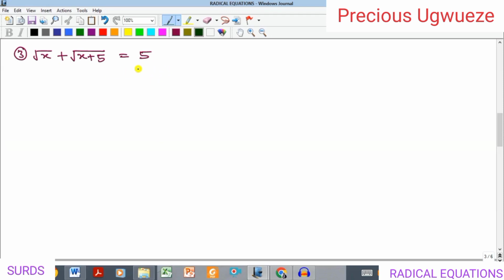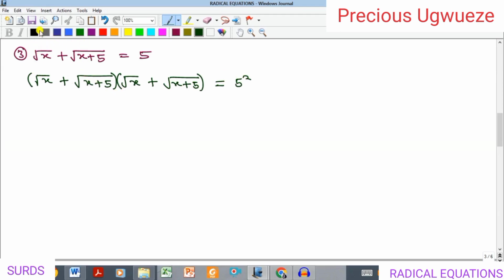So immediately you take the square of both sides. If we do that, we are going to have the square of root x plus the root of x plus 5, which is going to multiply itself because you're taking the square, and then on this side you will have the square of 5, and the square of 5 is 25, of course.